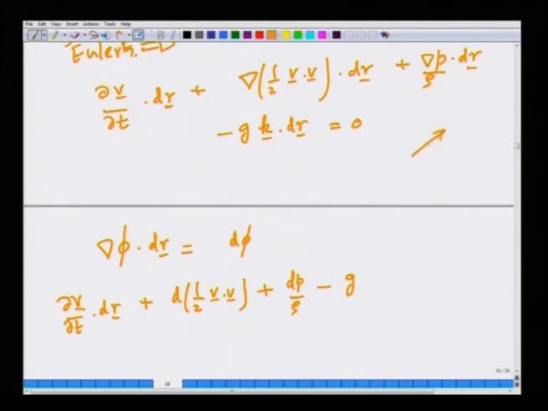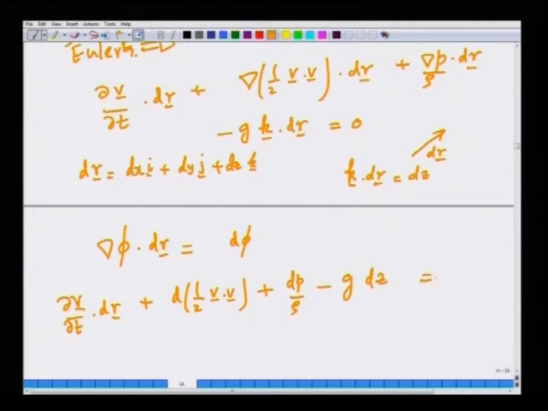suppose you have a differential vector in some direction, this is the projection of that vector along the k direction. So, this will merely tell you what is z2 minus z1. So let us just write it as minus g dz. So, k dot dr is dz, because dr is dx times i plus dy times j plus dz times k. Okay. Now, so this is equal to 0.